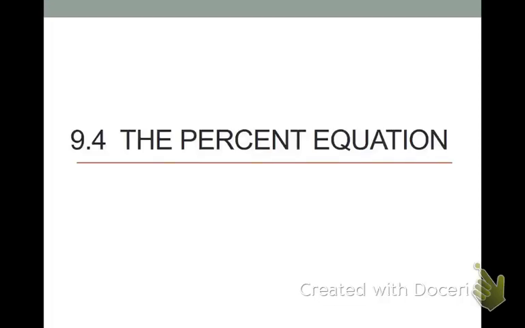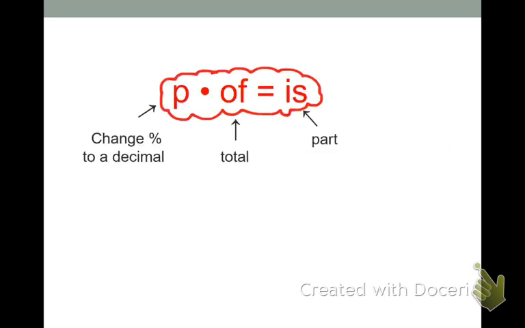Today we're going to be talking about 9.4, the percent equation. Yesterday we talked about is over of equals p over 100. Today I'm going to teach you a brand new idea of the percent equation. The formula for today: p times of equals is.